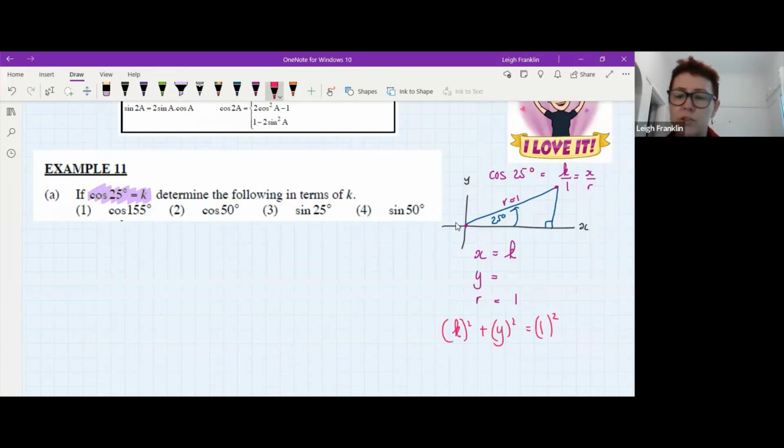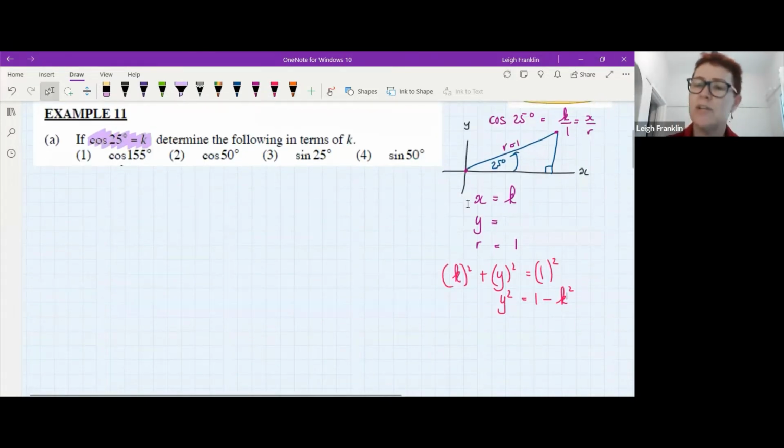We want y in terms of k. So we're going to leave y squared on the left-hand side. We're going to take k squared over to the right. 1 squared is 1. Change the sign of k squared to a minus. And now we're going to have to take the square root.